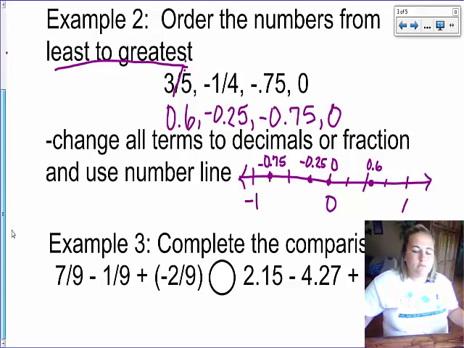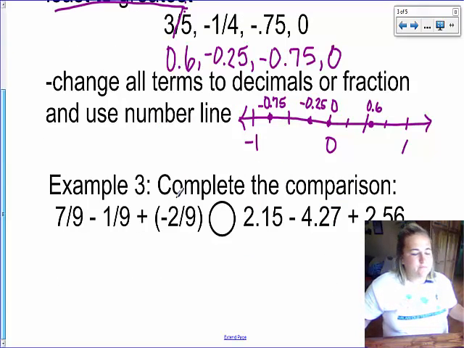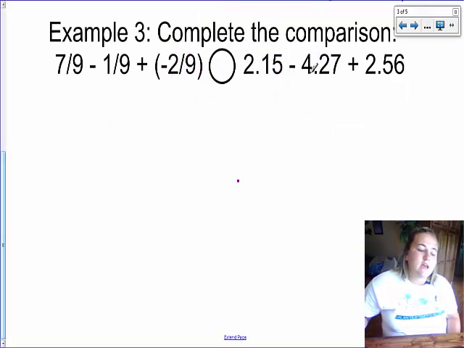I would like for you to pause at this point and check yourself. We're going to treat this the same way we have the other problems up until this point. We're going to write them as addition and then combine same sign terms and then do the subtraction.